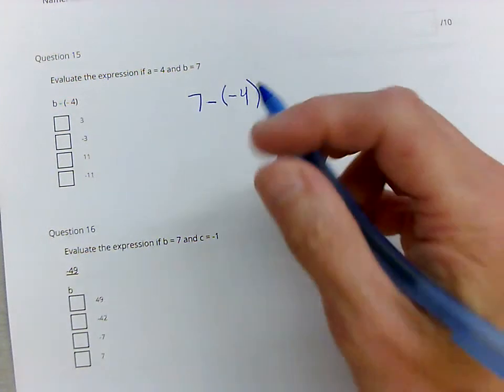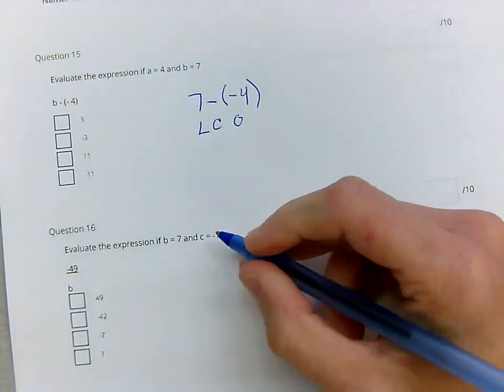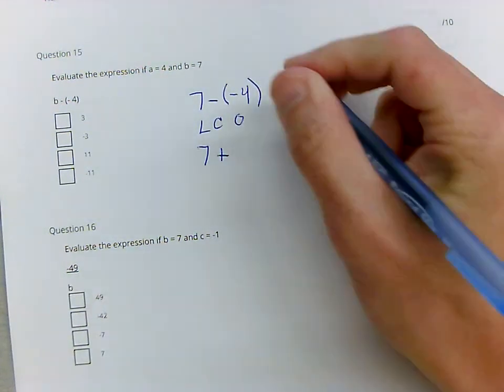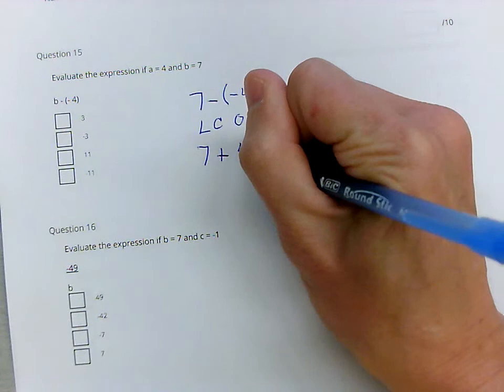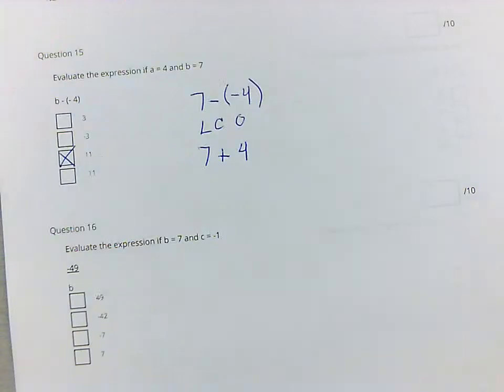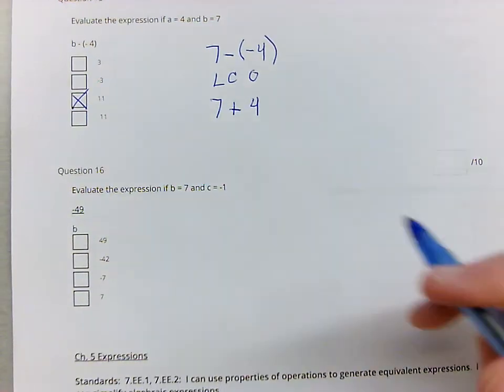So here in this problem, we're going to make sure with subtraction we do LCO because we're talking about negatives here. Leave the 7, change to addition, opposite. That becomes a +4. 7 plus 4, 11.